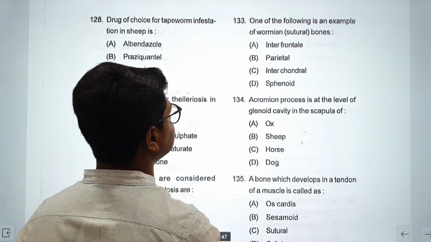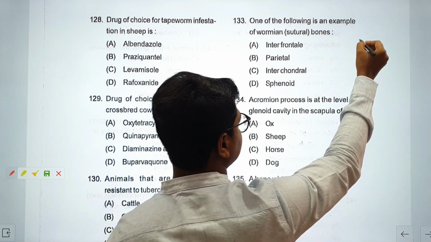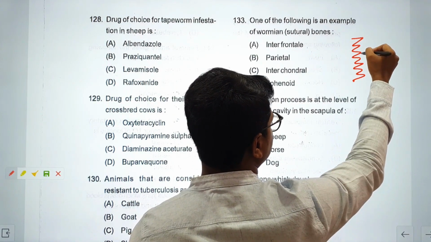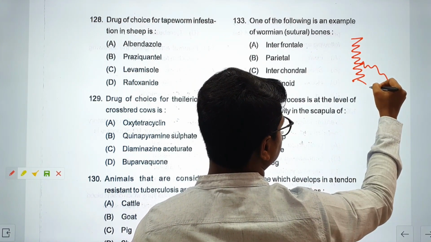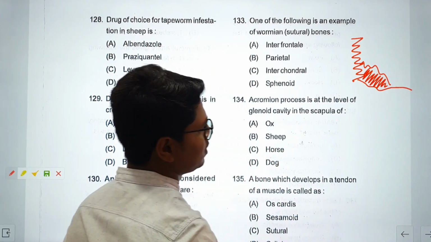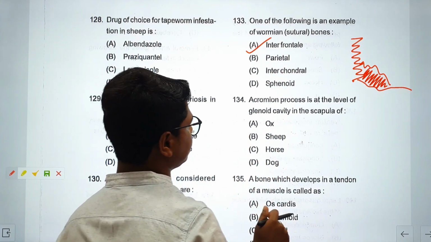One of the following is an example of Wormian bones. Wormian bones means intrasutural bones. In the skull, you will find sutures or joining of two bones. Sometimes, between two sutures, a bone will ossify and form a bone. This is known as Wormian bone. Answer is interfrontal, between two frontal bones.